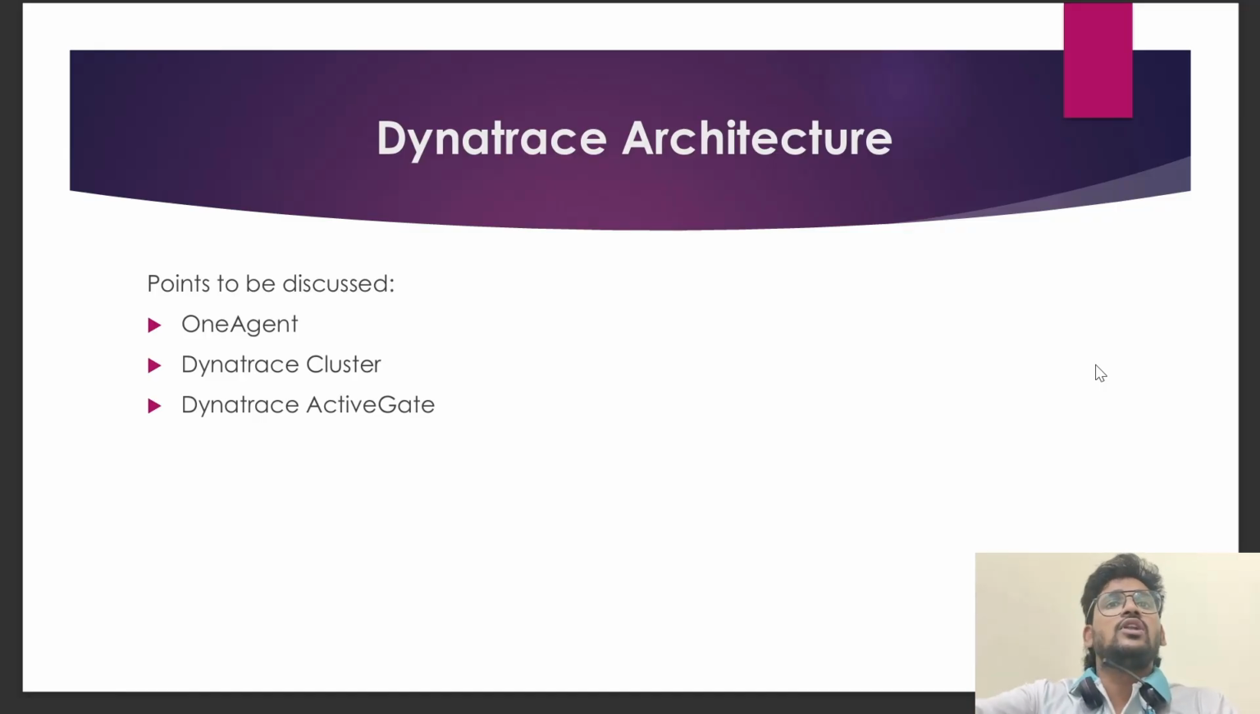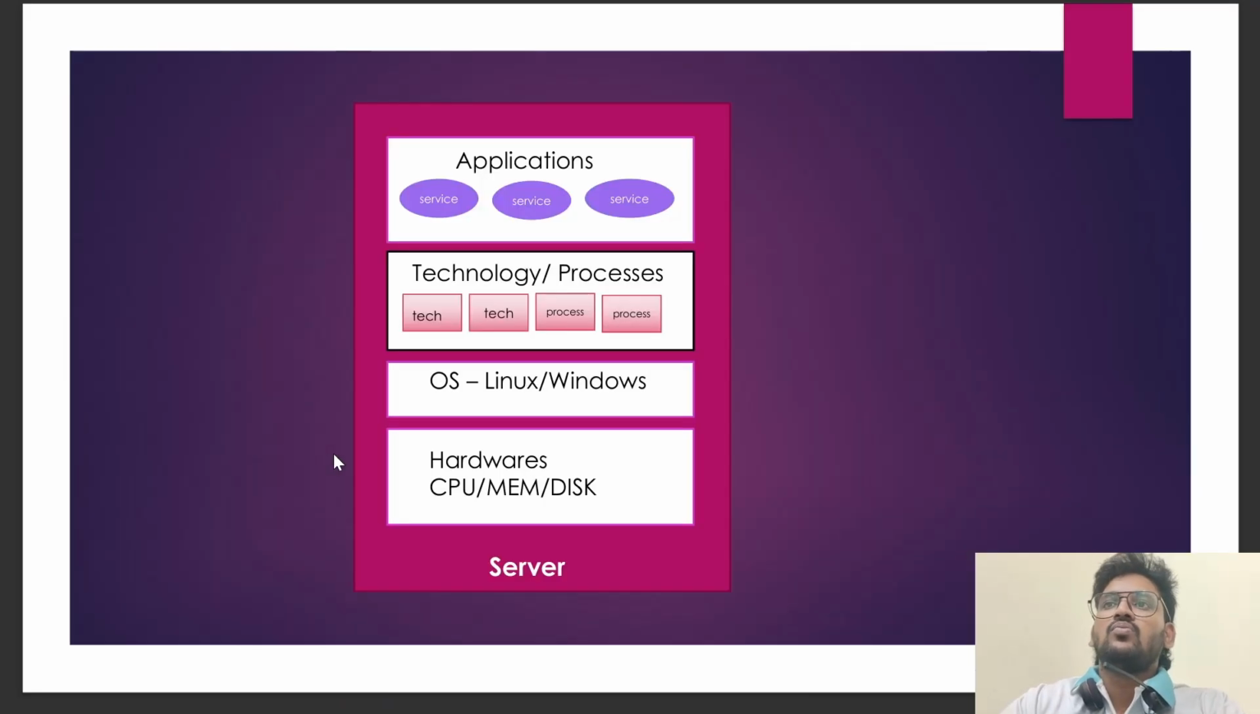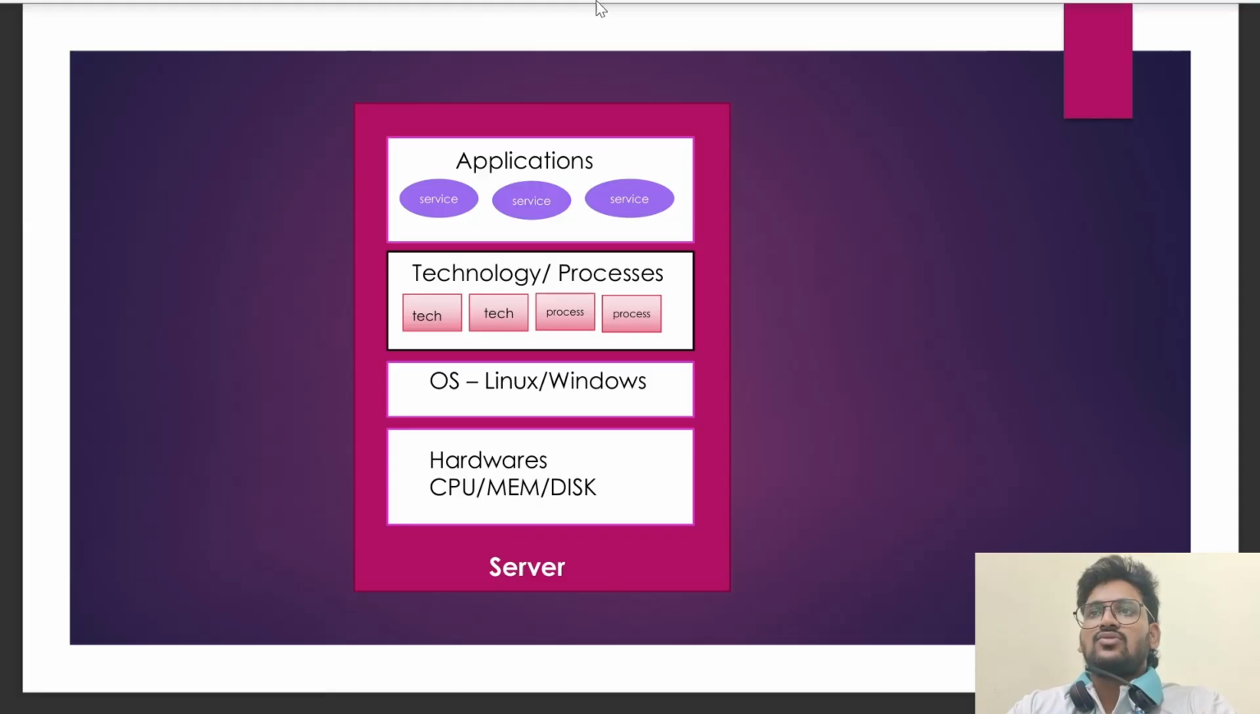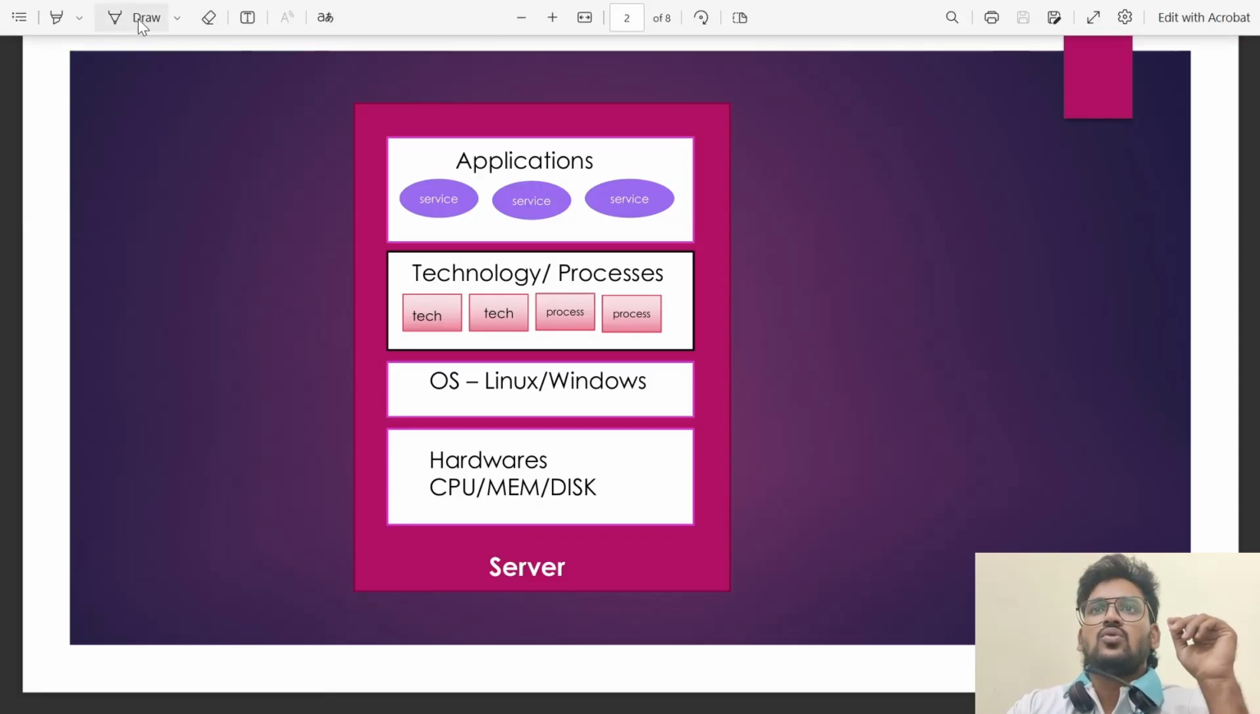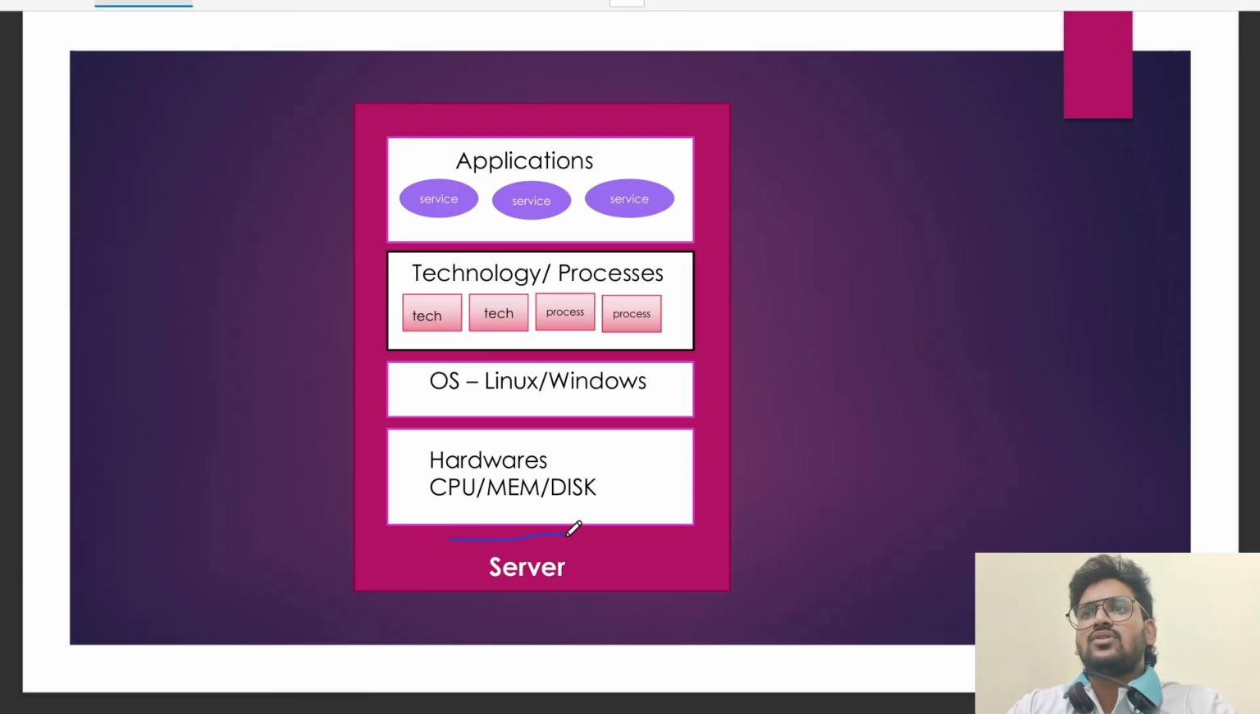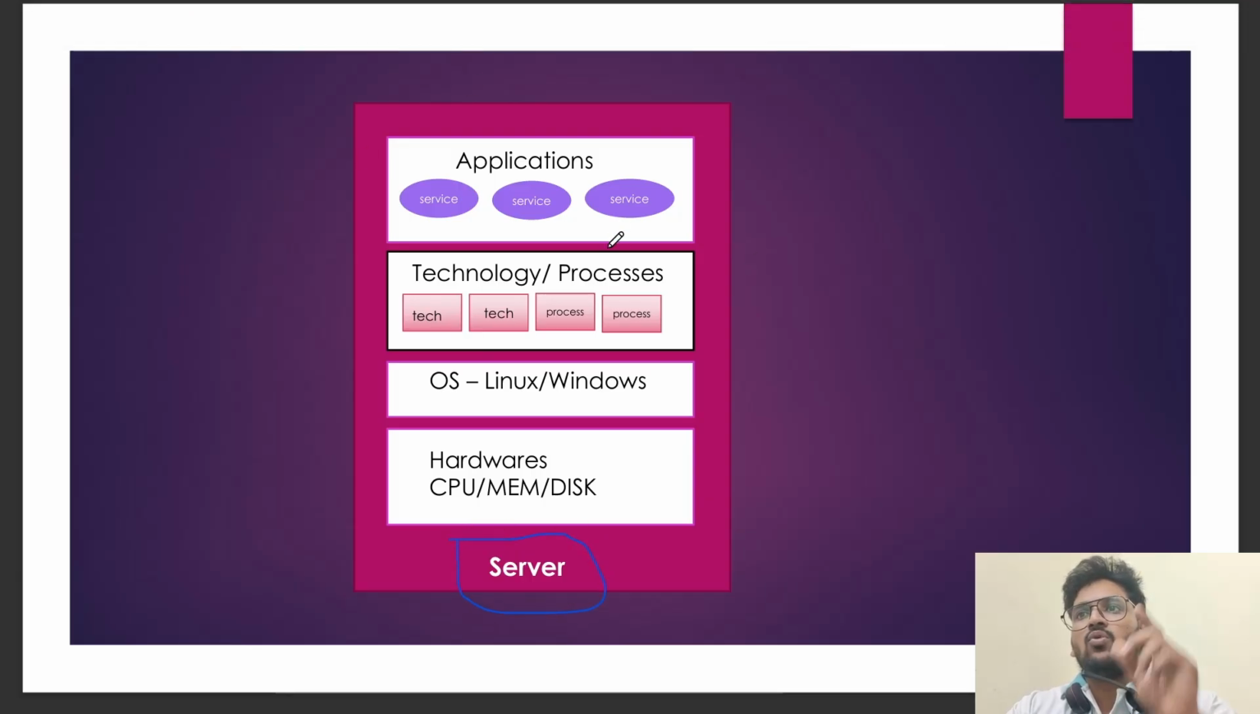Let me explain how it will monitor. In Dynatrace, the points to be discussed are: what is OneAgent, what is the Dynatrace cluster, and what is ActiveGate. So this is our application, and basically this is the server. Here I am showing only one server. Applications like Amazon, Flipkart, IRCTC, or banking applications will be running on many servers, a minimum of 200 to nearly 1,000 plus, even 4,000 plus servers handling our applications. Here I am just showing only one server.